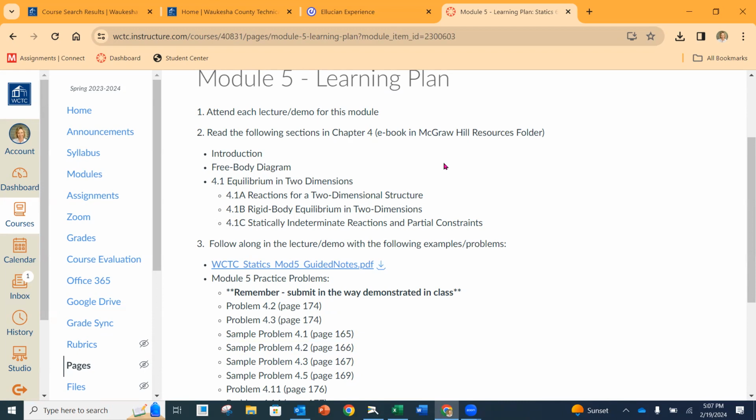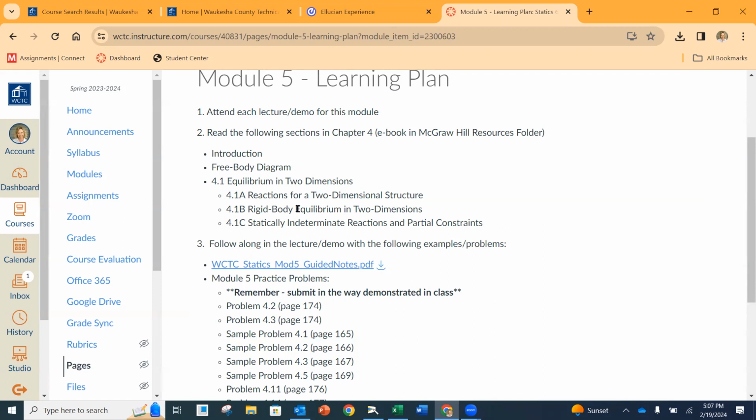And not to make anything confusing, but these are going to be chapter 4 problems. So our module 4 was chapter 4 out of a different book, and our module 5 is going to be chapter 4 out of the McGraw-Hill. So we're going to be kind of referring back to that one.